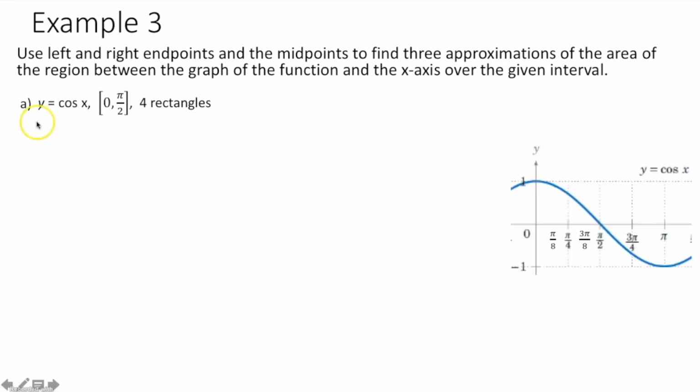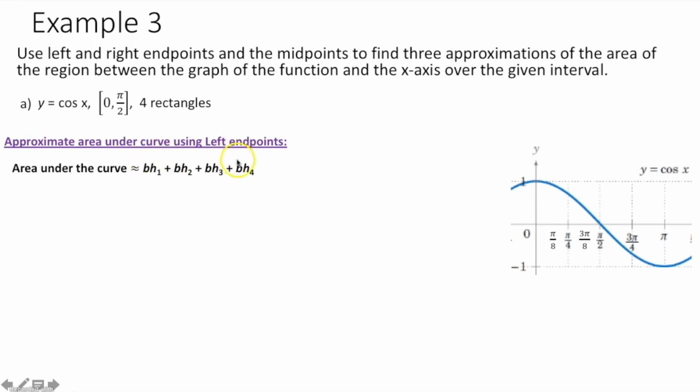Now, example 3, we have y equals cosine of x, and we're going from 0 to pi over 2, and we want 4 rectangles. So, doing the same thing. First, left endpoint approximation. We have 4 rectangles that we need. The base is b minus a over n. That would be pi over 2 minus 0 over 4, which is going to be pi over 2 over 4, which is pi over 8. That means that the base of each rectangle is going to be pi over 8.